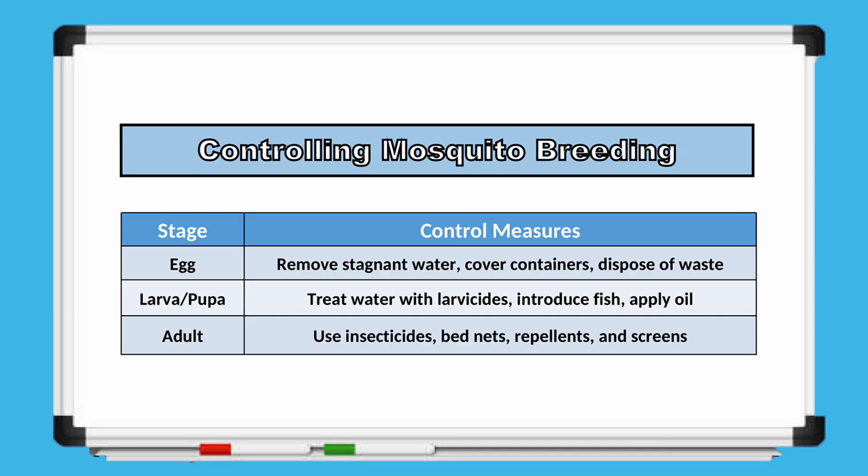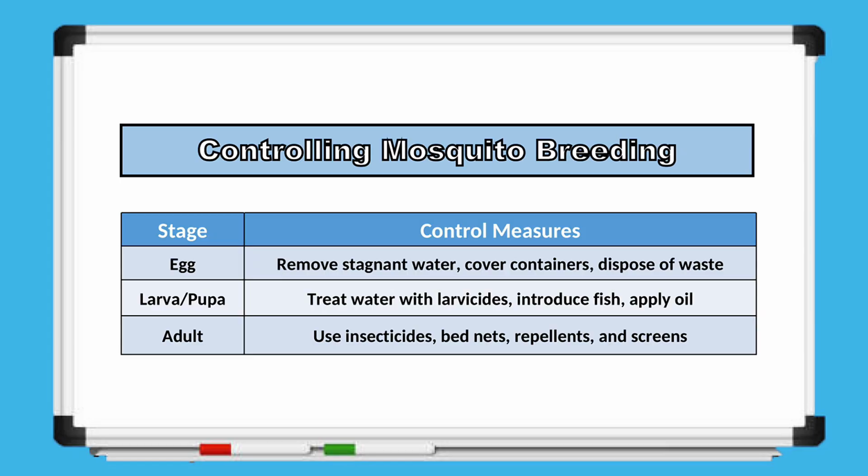So, controlling mosquito breeding can be planned according to the different stages of the mosquito's life cycle. At the egg stage, control measures include removing stagnant water, covering containers, and properly disposing of waste. During the larva and pupa stages, water can be treated with larvicides, fish that eat larvae can be introduced, and a thin layer of oil can be applied to the water surface to suffocate them.